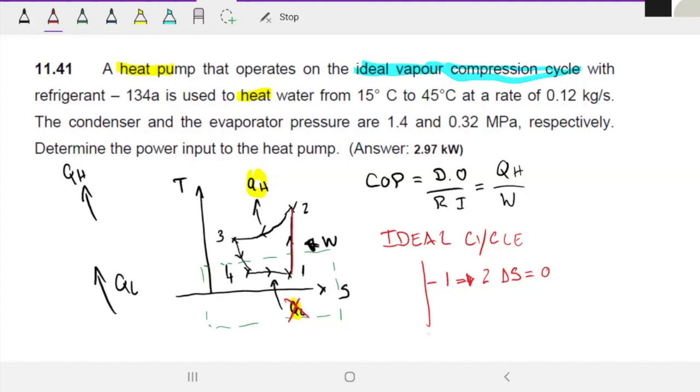The other thing that we know is that the dome hits 1, so state 1 is a saturated vapor. And we know that state 3 is a saturated liquid. So these things are things that I need to know prior to solving this question, or else I'm not going to be able to solve it.